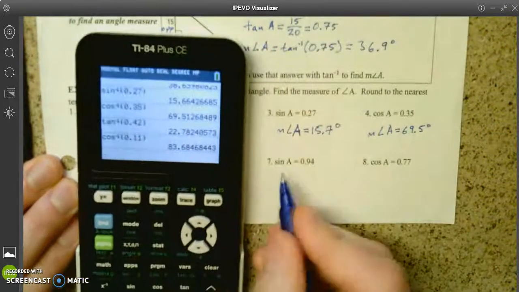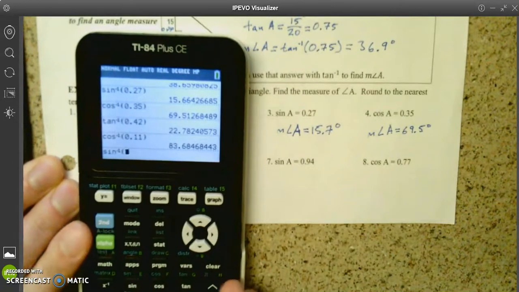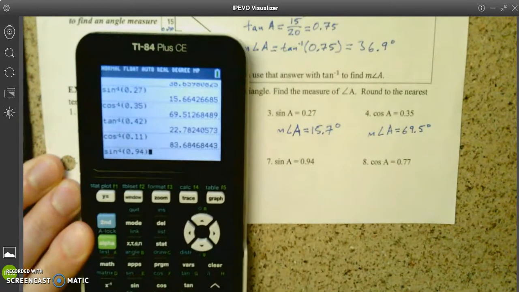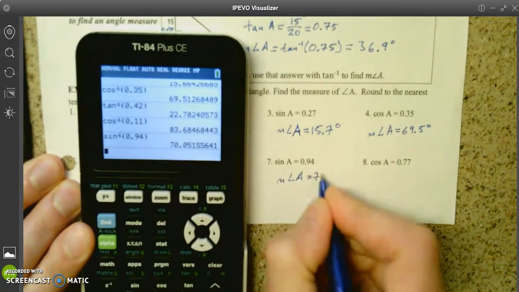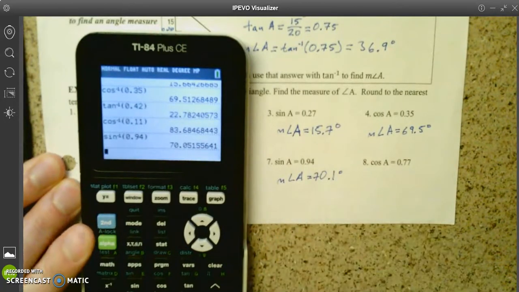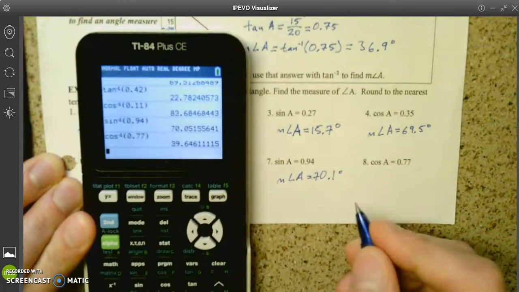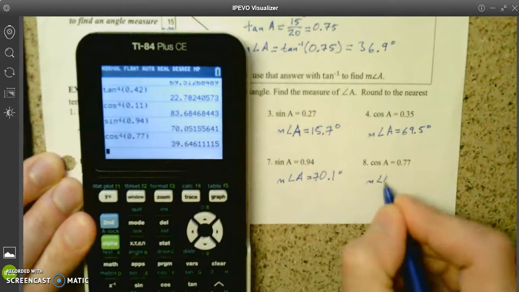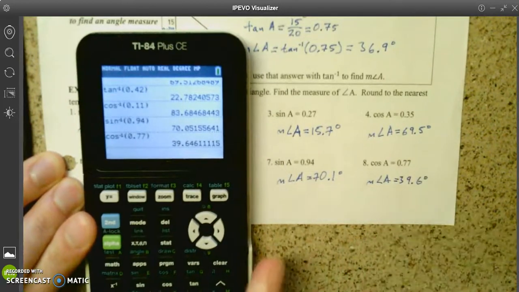Then for this one, inverse sine of 0.94. So the measure of angle A is equal to 70.1 degrees. And then number 8, inverse cosine of 0.77. So the measure of angle A is 39.6 degrees.